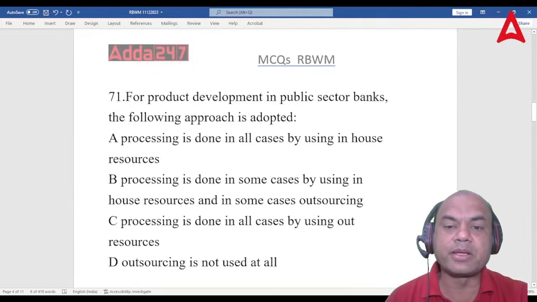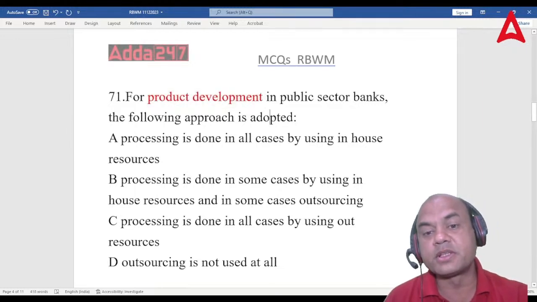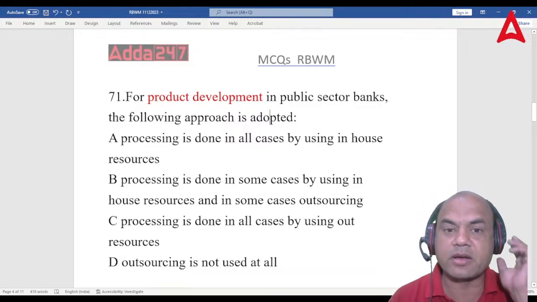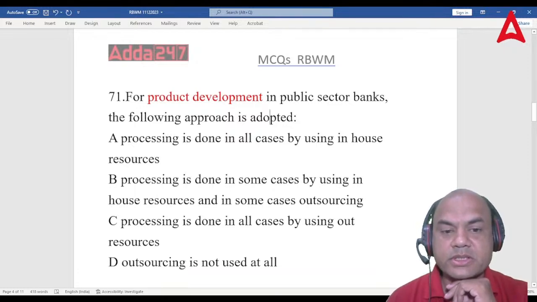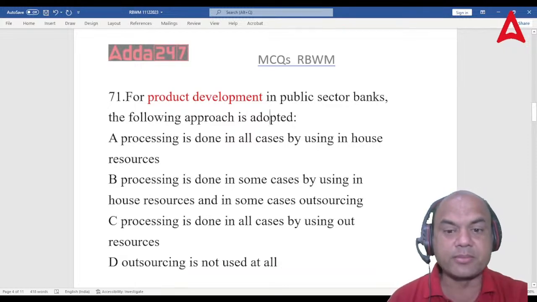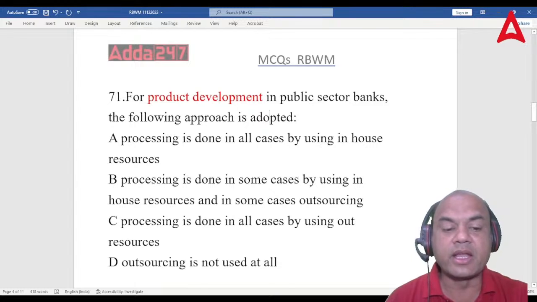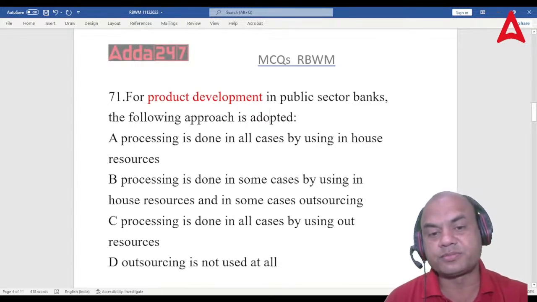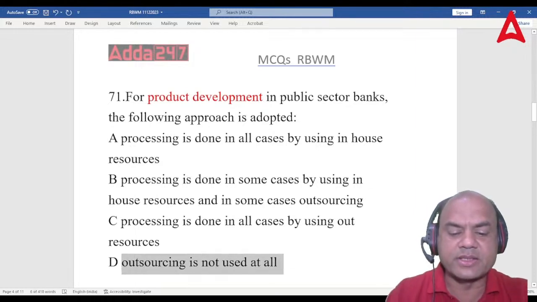For product development in public sector banks, the following approach is adopted. Focus on this word, product development, for developing a new product. They have specifically asked about PSB, public sector bank. So, for PSB, what is the approach to be adopted? Processing is done in all cases by using in-house resources. Processing is done in some cases by using in-house and some outsource. And here complete outsource. And D, outsourcing is not used at all. So A and D are similar answers. All given by in-house resources. We'll change this because A and D seem to be the same.